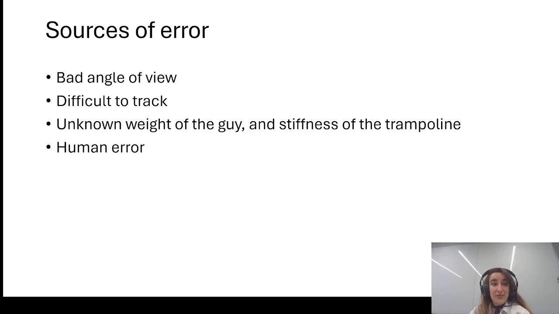So the sources of error are a bad angle of view, and it is difficult to track the guy because of his complex shape, and he moves in the air, so his center of mass constantly shifts. Also the unknown weight of the guy, the stiffness of the trampoline, and human error.